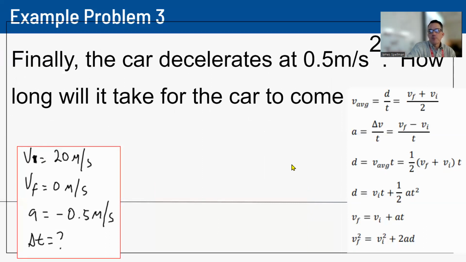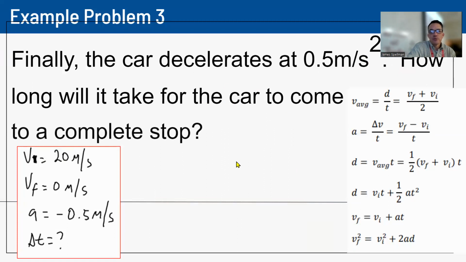Problem 3, that same car that was going 20 decelerates at a ½ meter per second squared. How long will it take for the car to come to a complete stop? Again, it was going 20 meters per second. It came to a stop, so it was going 0. It decelerated. Good. So that's slowing down. If it's slowing down, it's negative 0.5 meters per second squared. And we're trying to solve for delta t, or a change in time.